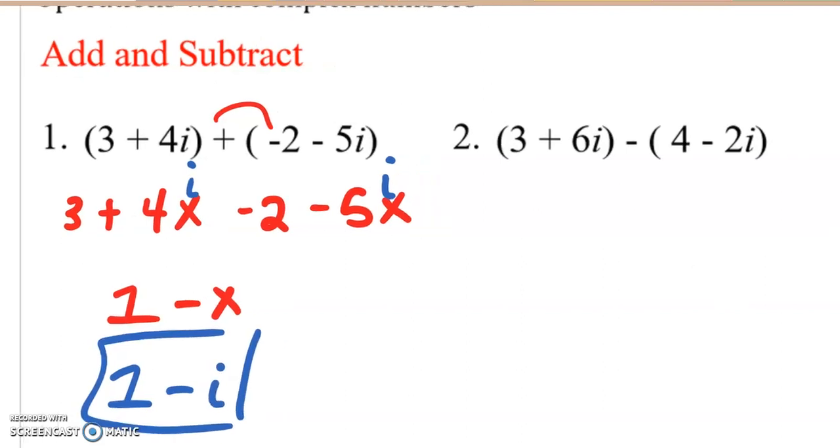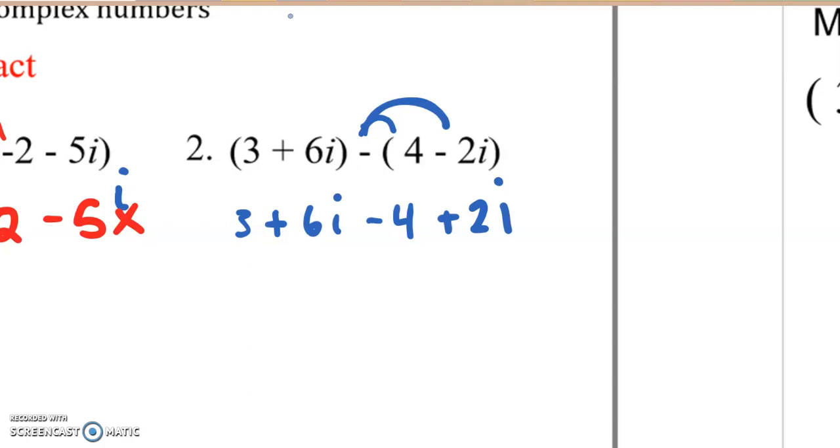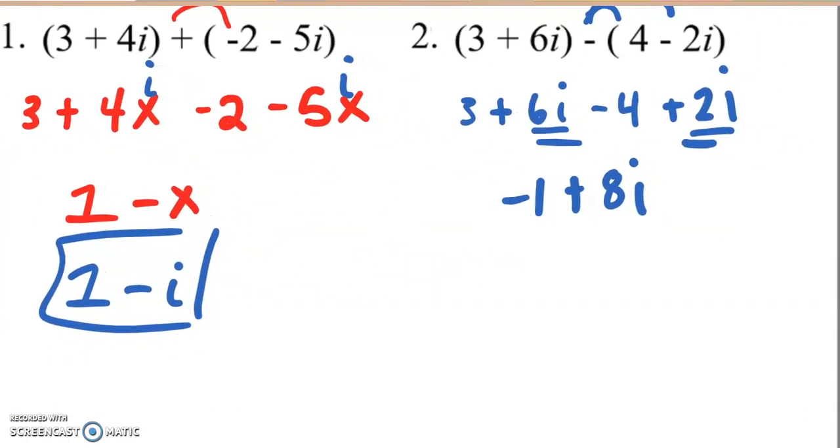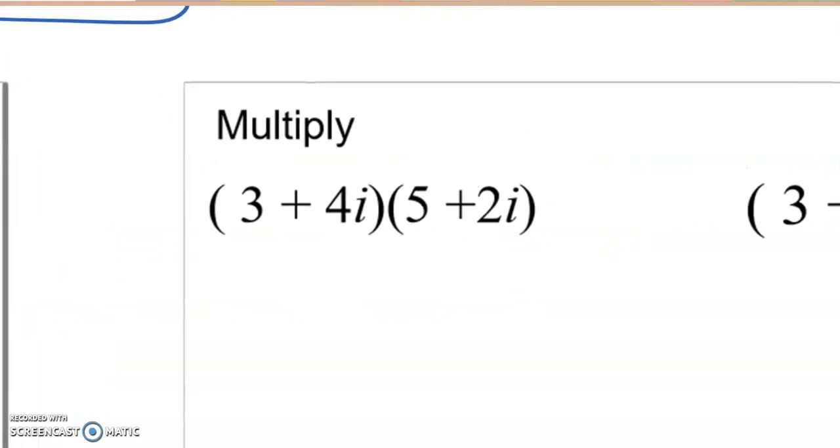Let's see if you can do the next one. What you need to be careful of is this is a negative, so it's 3 plus 6i minus 4, and that minus also goes here, so it's plus 2i, and then you would combine like terms. So 3 minus 4 is -1, 6 and 2 make 8i. You're not making more i's, it doesn't become i squared, because we're only combining like terms. Same thing here, when you combine the x's, it doesn't become x squared. The only time you're going to get bigger is when we multiply.